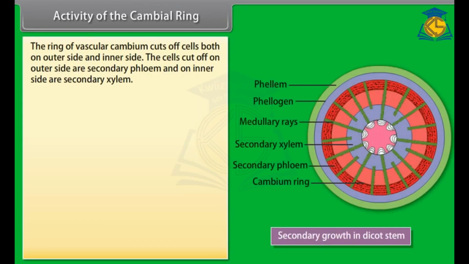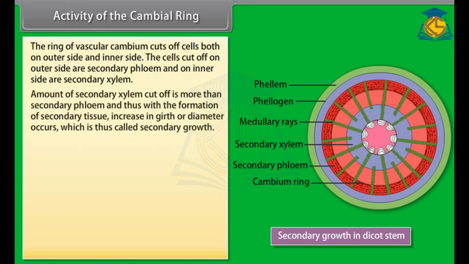The ring of vascular cambium cuts off cells both on outer side and inner side. The cells cut off on outer side are secondary phloem and on inner side are secondary xylem. Amount of secondary xylem cut off is more than secondary phloem, and thus with the formation of secondary tissue, increase in girth or diameter occurs, which is thus called secondary growth.